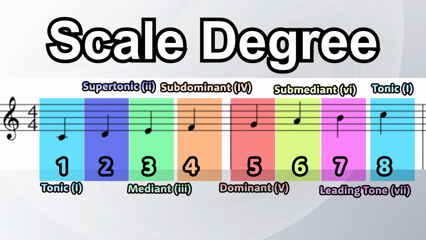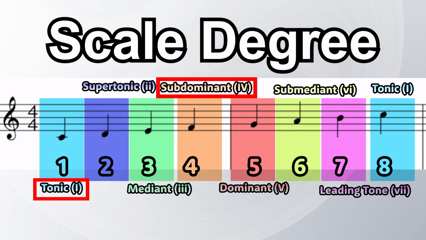When you spot big Roman numerals, I, IV, V, it's all about major. These represent major scale degrees. For instance, in a major key, I, tonic, IV, subdominant, and V, dominant, bring in major chords.